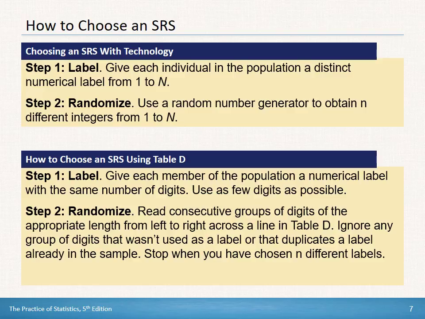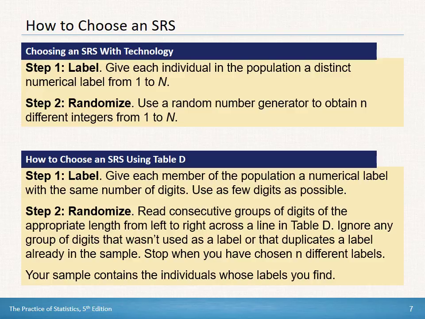Okay, so you just continue to read the numbers, and we're going to do an example in just a second. And then you just stop when you've hit that number of different labels. So again, we don't want to repeat. If we have 54 and we choose 54 again, then we're going to skip it and go to the next one. So your sample is going to contain the individuals that you found for both the technology and the table. So if you found numbers 25, 37, 54, 23, and so on, those are the people, objects, or animals that you're going to choose in your sample.